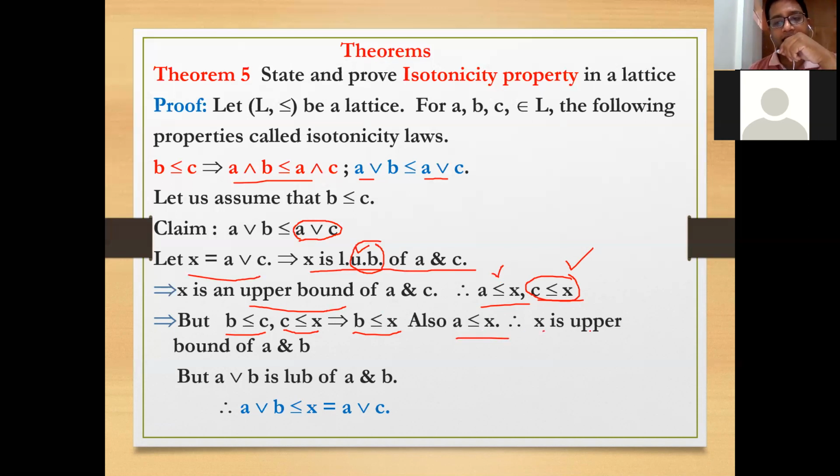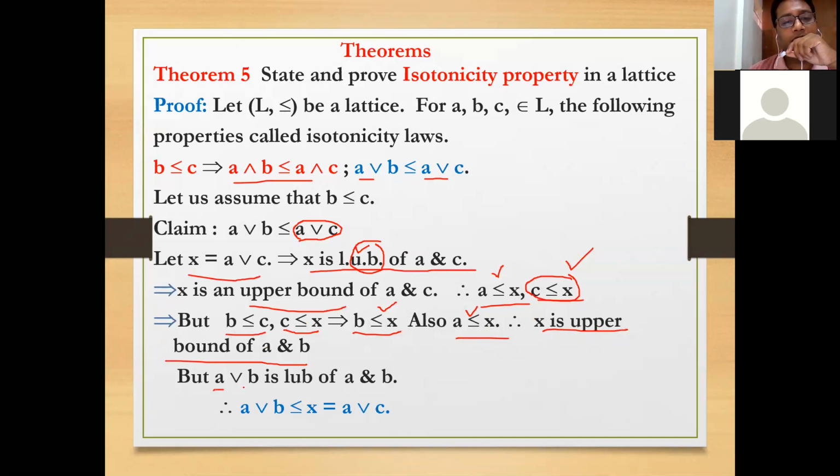So you can say x is the upper bound of a and b, because in these two equations you can see x is common on the right hand side. So the element which is common on the right hand side is the upper bound. So x is the upper bound of a and b.